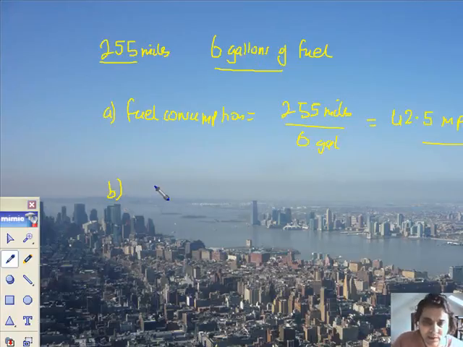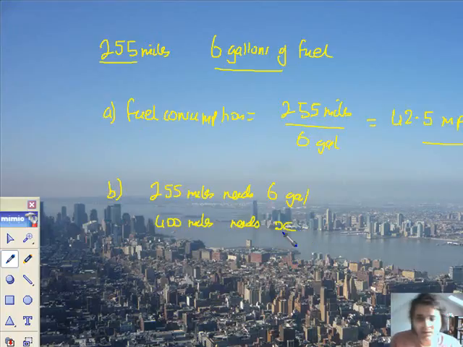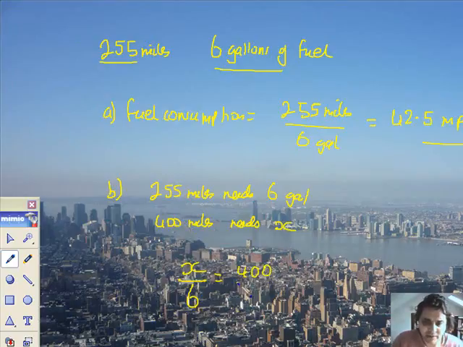Now, part B says, how many gallons of fuel would Jan use for a journey of 400 miles? Alright, here I go. So I've got 255 miles needs 6 gallons, and 400 miles needs, I don't know, something x. Again, set up a simple ratio. I can say x over 400 equals 6 over 255. I can say x over 6 equals 400 over 255. Anything works. Let's go for x over 6, matching gallons and gallons, equals 400 over 255, matching the miles with miles.